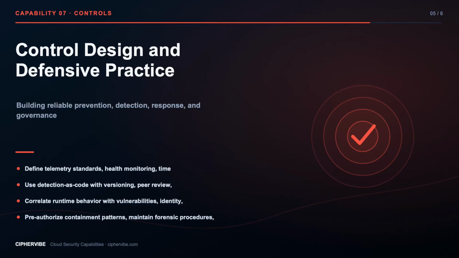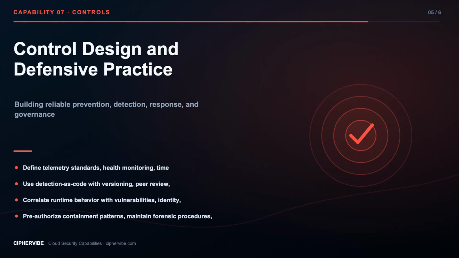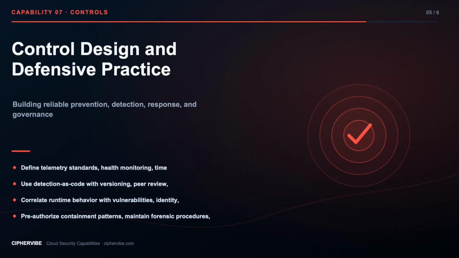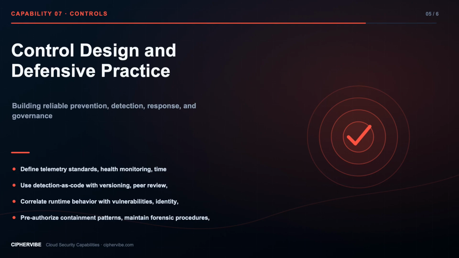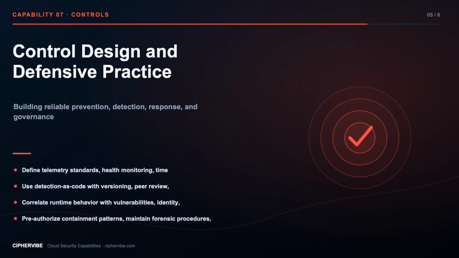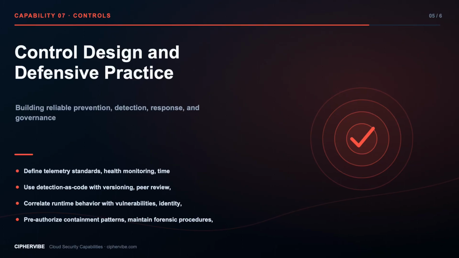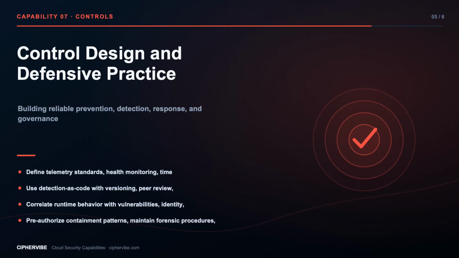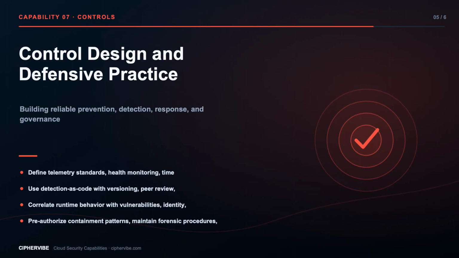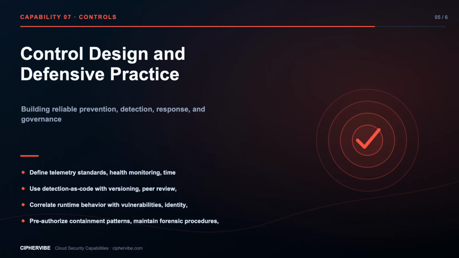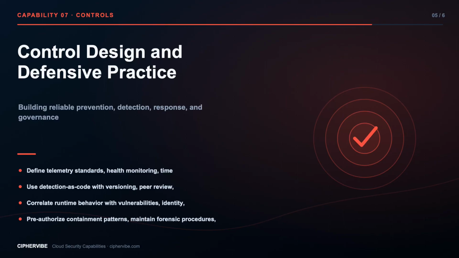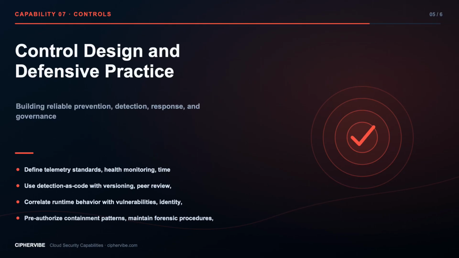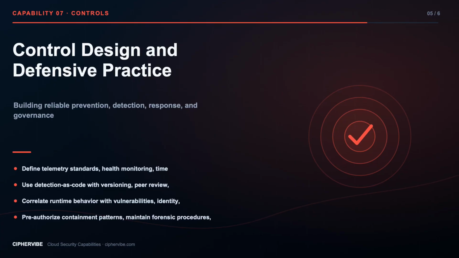Third, correlate runtime behavior with vulnerabilities, identity, posture, exposure, and deployment context. Fourth, pre-authorize containment patterns, maintain forensic procedures, and protect break-glass access. Fifth, exercise cloud incident scenarios involving credential theft, workload compromise, persistence, and data access. Control design should include preventive, detective, responsive, and recovery layers. Together, they establish safe defaults, identify drift, govern containment, and restore service.